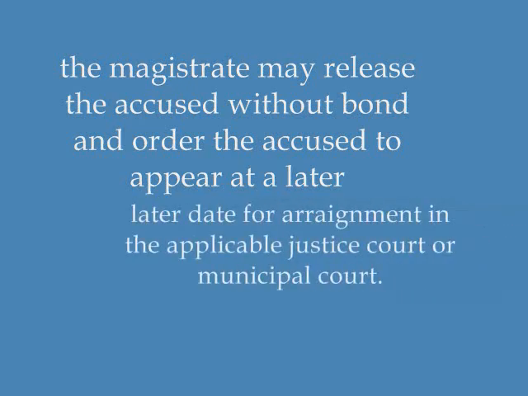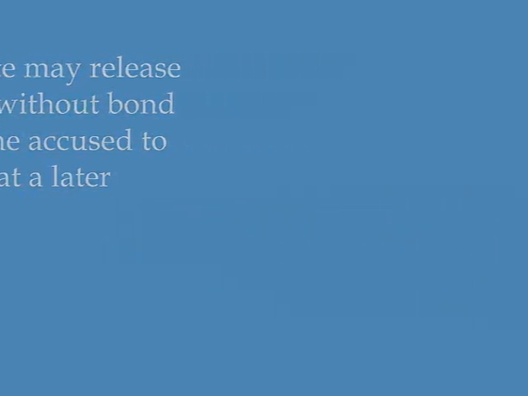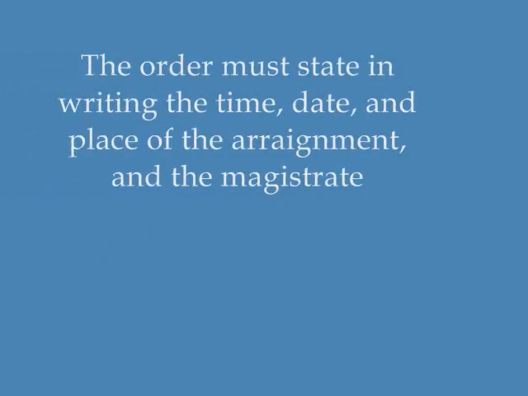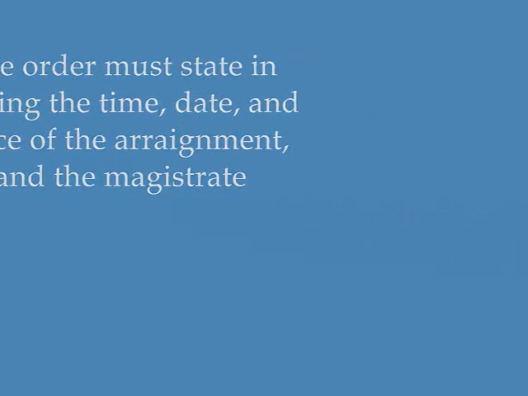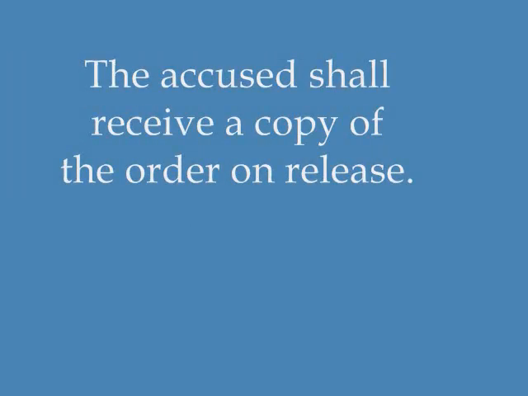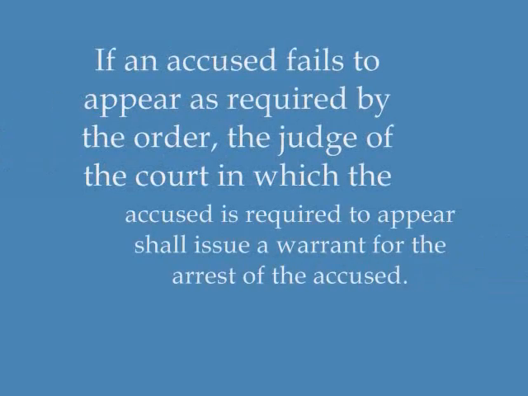Well, when you go through this, the order must state in writing. Now we're back in 1517B. We're continuing on. The magistrate may release the accused without bond and order the accused to appear at a later date for arraignment. The order must state in writing the time, date, and place of the arraignment. And the magistrate must sign the order. The accused shall receive a copy of the order on release. I don't know about you, but I don't ever get a copy of any order when I leave a traffic court.